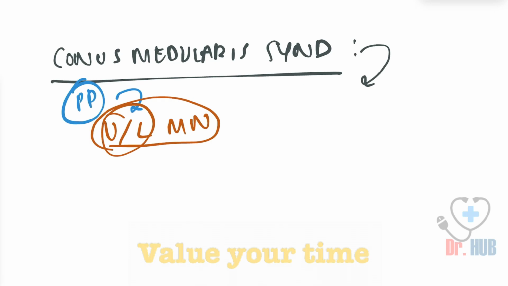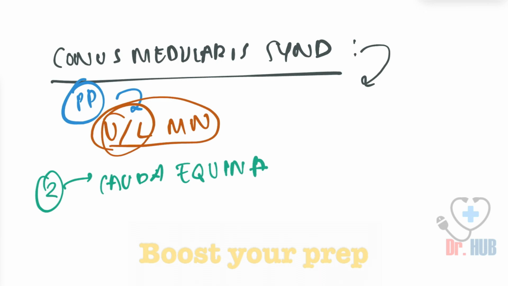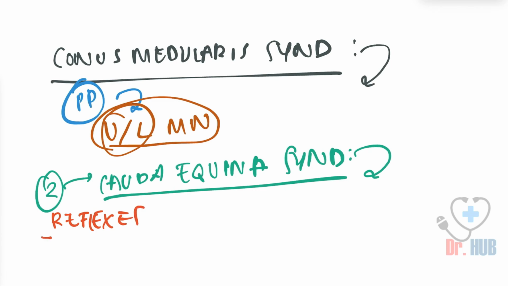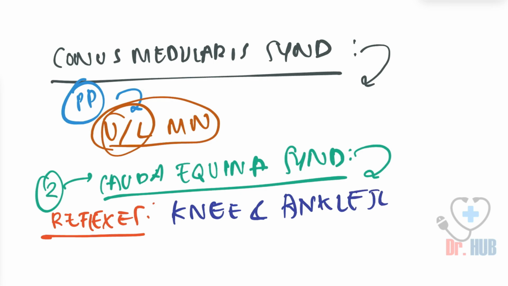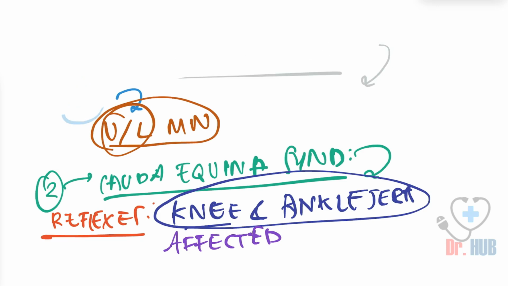Next, the second question we asked was about cauda equina syndrome. In terms of cauda equina syndrome, what are the reflexes? Here, the knee jerk and the ankle jerk are both affected. So this was about finding the difference between Conus medullaris syndrome and cauda equina syndrome.